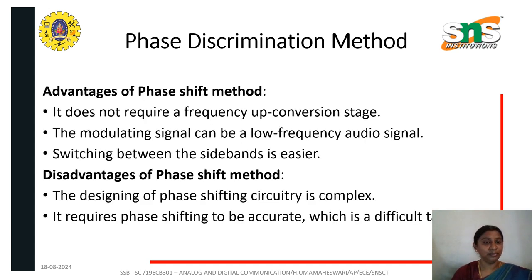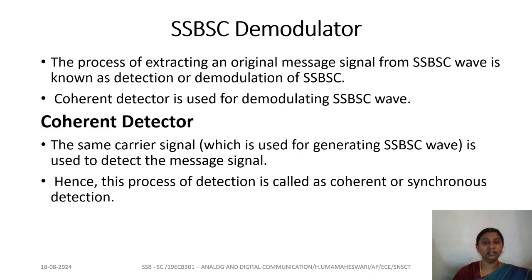Then the phase discrimination method advantages: it does not require a frequency up conversion stage. The modulating signal can be a low frequency or audio signal, and switching between these sidebands is easier. The main disadvantages of this phase shift method are that designing the phase shifting circuitry is very complex. It also requires phase shifting which needs to be accurate, and which is difficult to maintain.